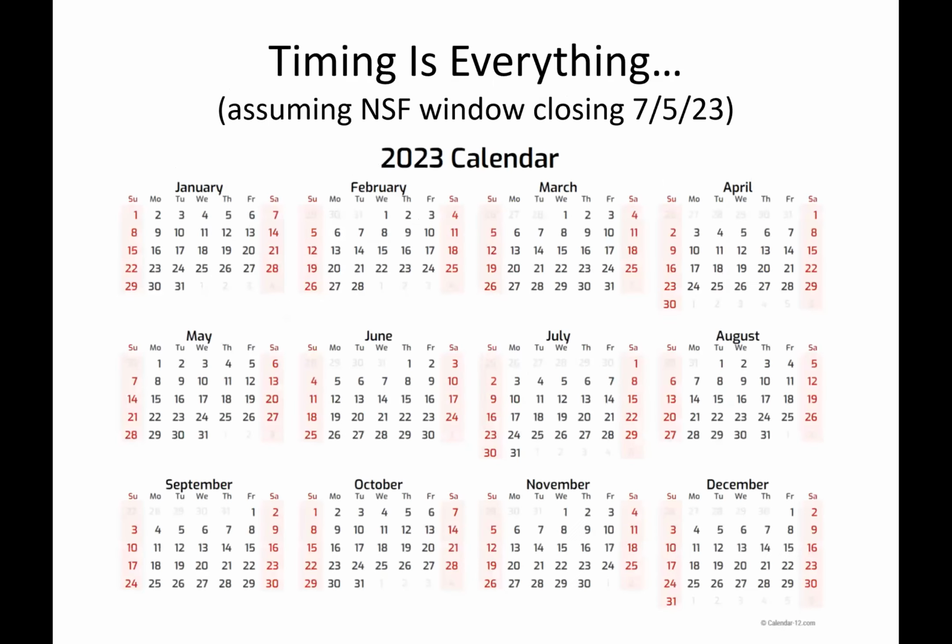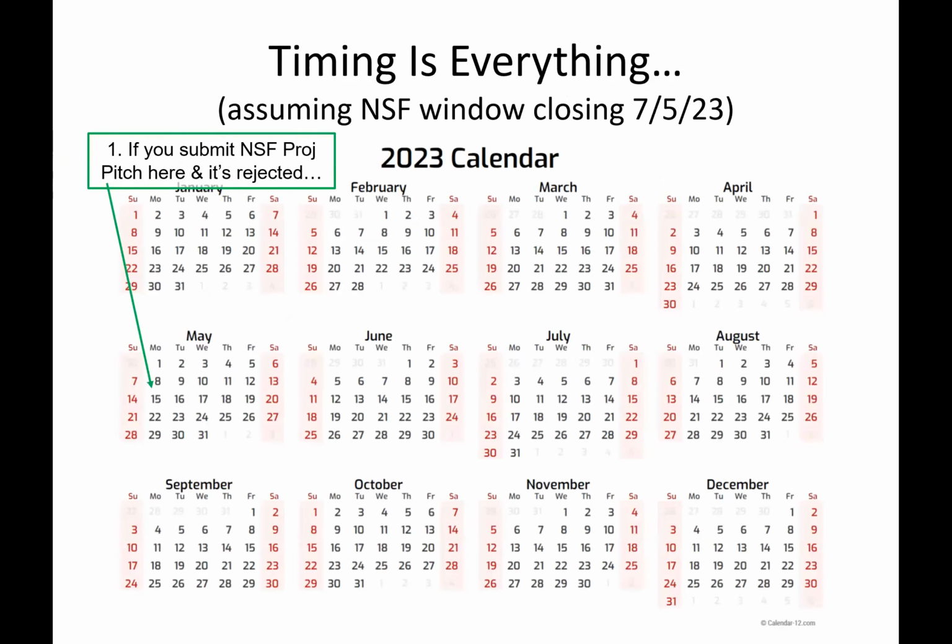And let me try to show that graphically here. So here's 2023. And let's say, here we are, and you decide the middle of May, you submit a project pitch to the NSF, and let's just say it gets rejected. They don't quite understand it. They've got some issues with it. Okay, so you're going to have to sit on your hands until July 6th. So, you got a little shy of 2 months. So that's unfortunate, but you can at least be revising it. You can be talking to the program officer and getting some guidance on a revision.